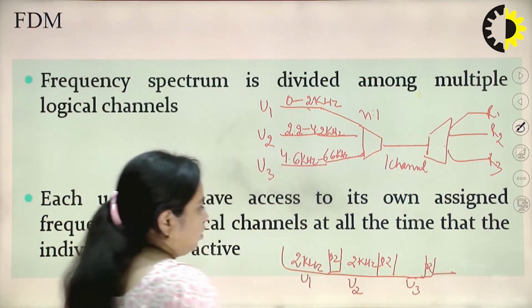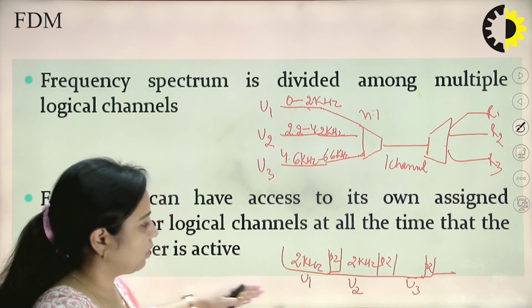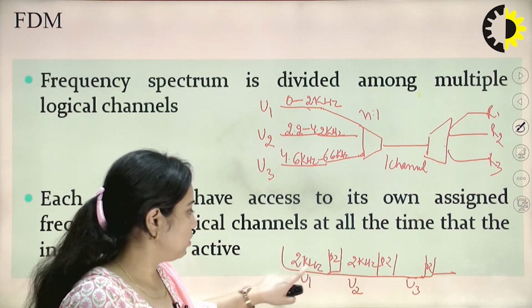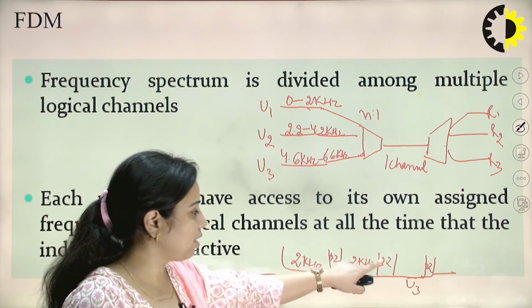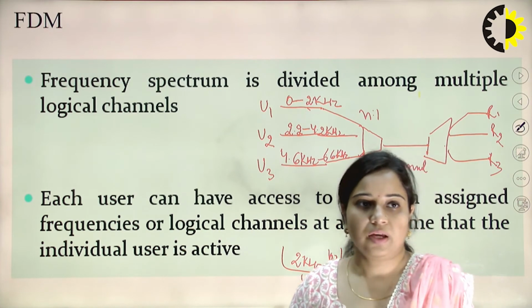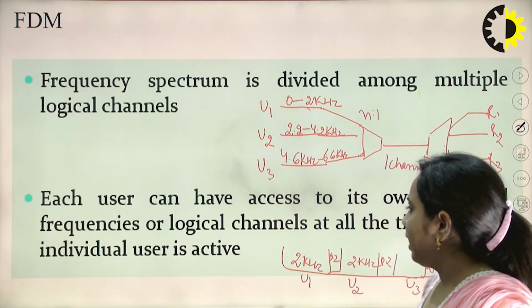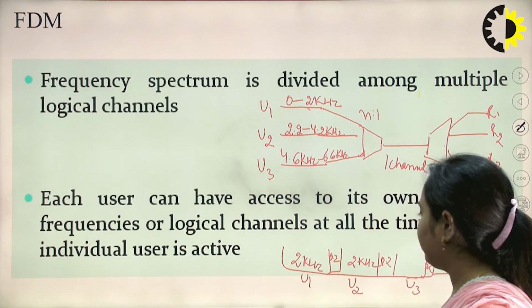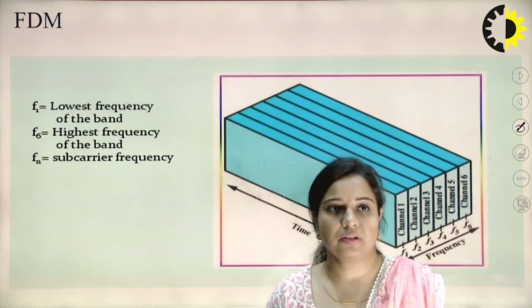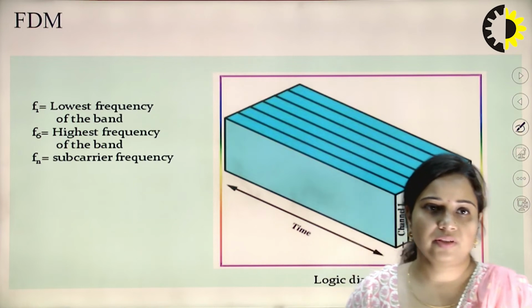So, this is how the frame will be formed, and this is how the information will be transmitted. This is why I have inserted the guard band, to avoid the intersymbol interference over here. So, this is the main concept of FDM. Each user can have access to its own assigned frequencies or logical channels at all the time that the individual user is active. Now this is the representation.